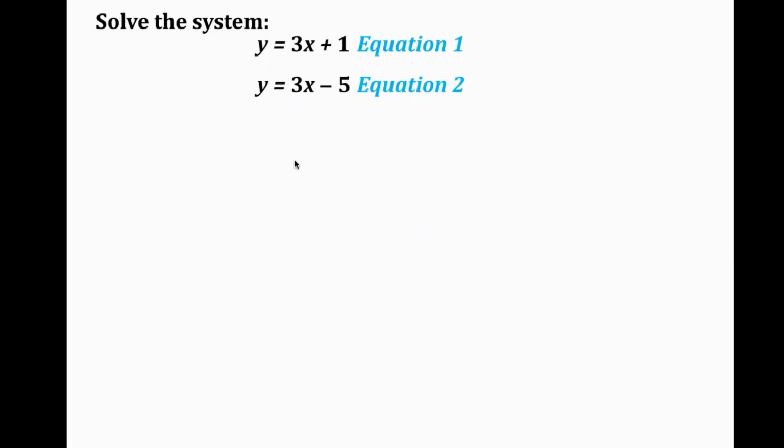We're going to solve this system. The first equation is y equals 3x plus 1. And the second equation is y equals 3x minus 5. Now you can really just apply any method that you'd like to solve this system, but for this example I'm going to solve this by graphing.